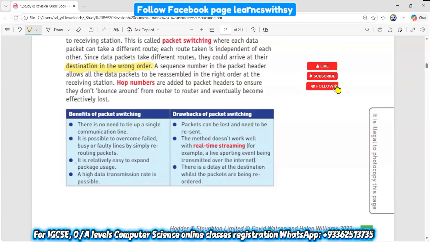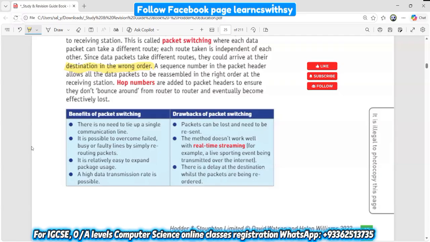And what is real-time streaming? For example, let me add about the term real-time streaming. You can see here a live sporting event being transmitted over the internet. Anything that is happening, maybe any event, is shown to you live using the internet. That is called real-time streaming.